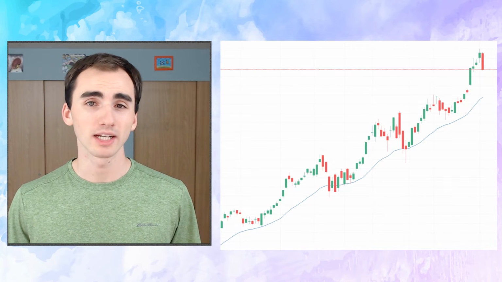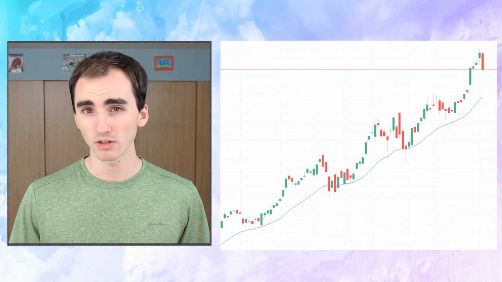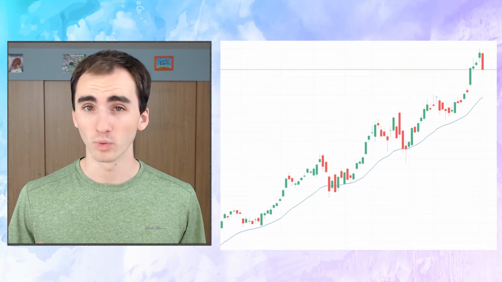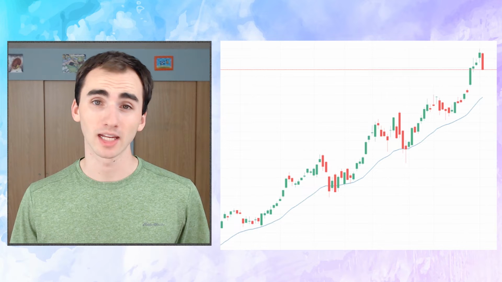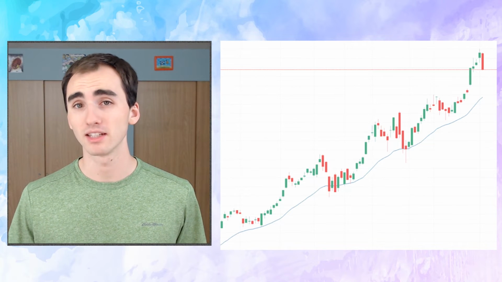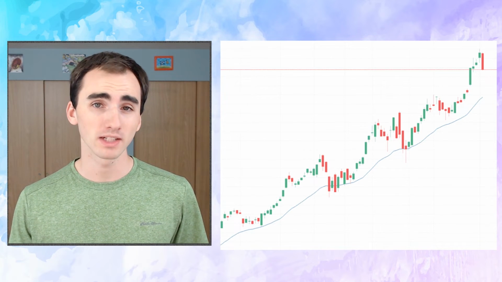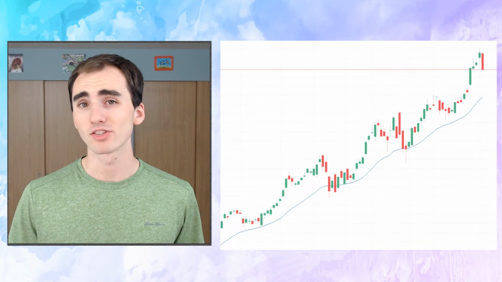And as you can see right now at the top right of the chart, Amazon is really far away from that moving average, and you can see that it has a really red candle already, and it might start making its move back to that moving average because it has got so far away.